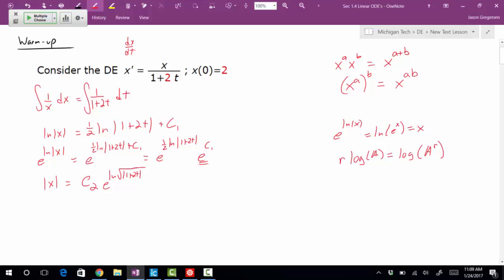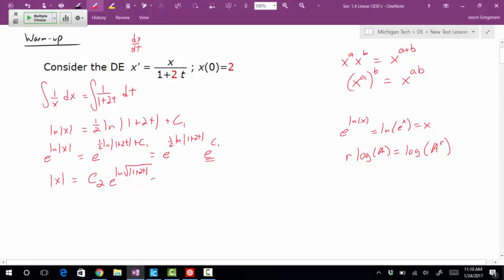Okay. But in that way, I was able to get rid of that leading coefficient, that 1/2, and now I just have e to the natural log of something. Now I can think about them as inverses. But I have to clear that number first. So now this is just C2, the square root of the absolute value of 1 plus 2t. Everybody with me so far?